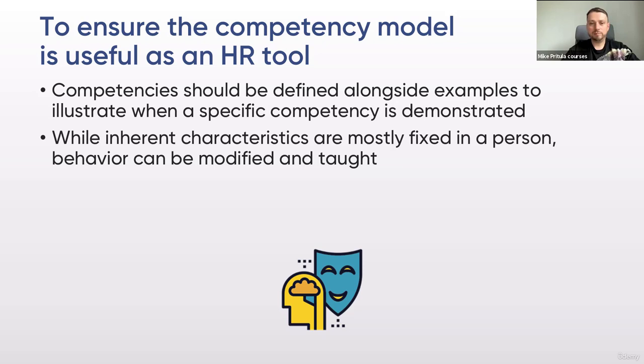Let's move on. For a competency model to be useful as an HR tool, competencies must be defined along with examples. We call these examples, as you remember, behavioral indicators. Behavioral indicators are sometimes referred to as descriptors, well, more in psychological language. So behavioral examples, behavioral indicators, descriptors are all the same thing. That is, it is how the behavior within the competency is described. This is to illustrate when a specific competency is demonstrated. Although innate characteristics are mostly fixed in humans, behavior can be modified and trained. Well, that's the goal of the competency model.